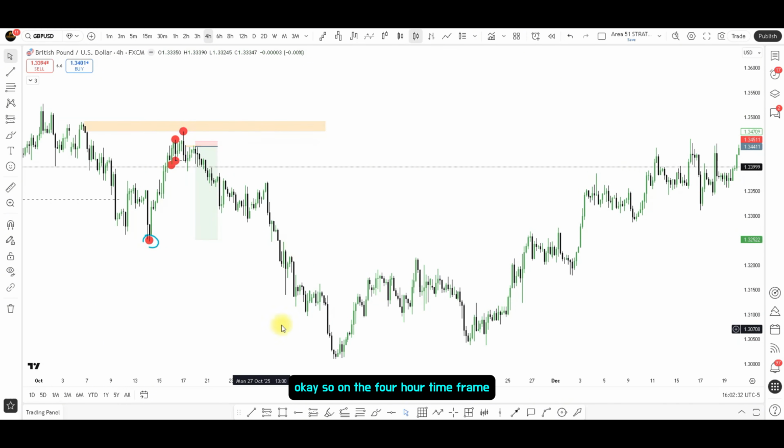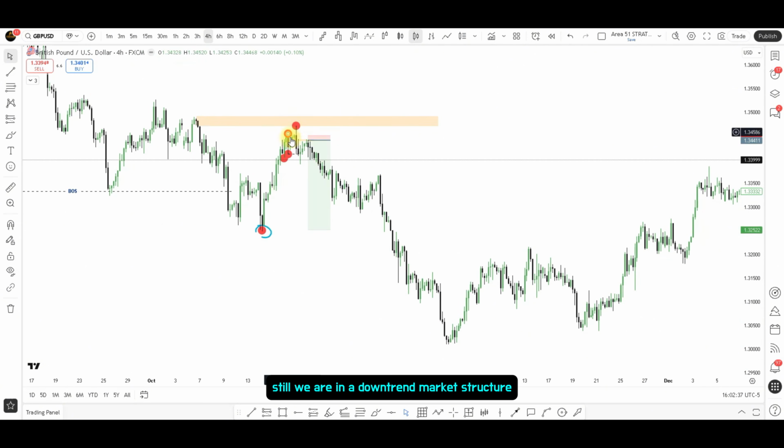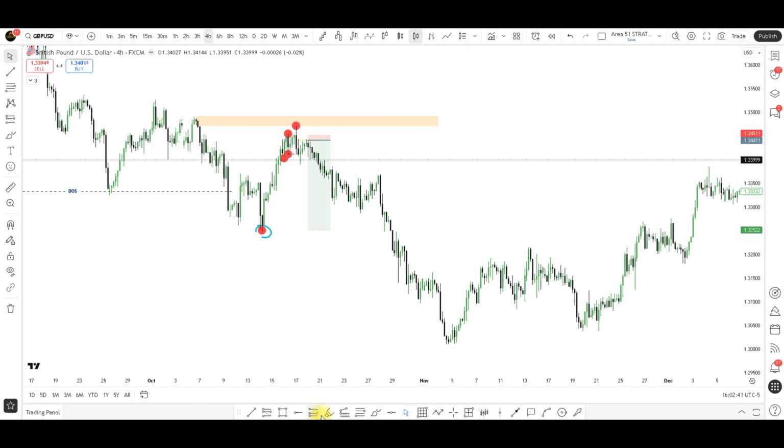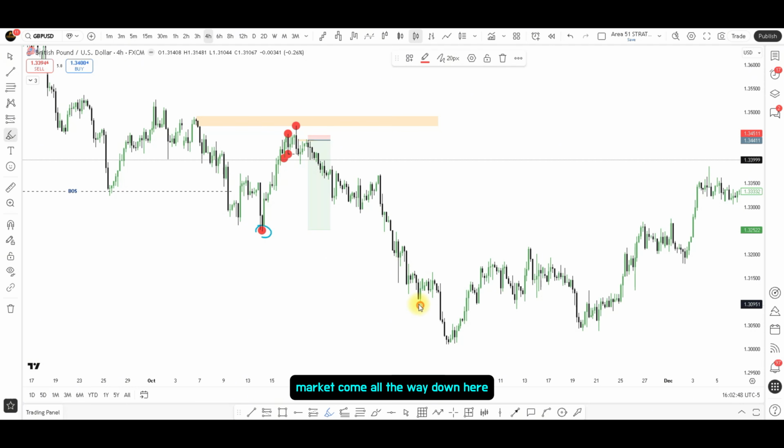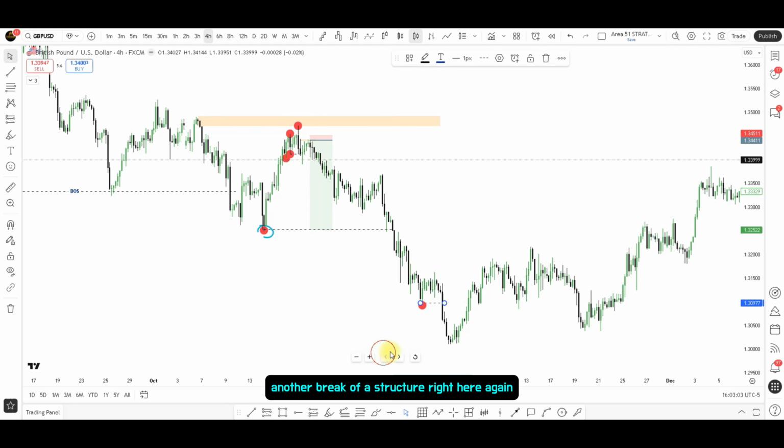Okay, so on the 4-hour time frame, we are still in a downtrend market structure. Now we're trading from here to here. Market coming all the way down here, creating a lower high, high low, low high leading to a lower low. We're going to go ahead and mark our break of structure here again, and another break of structure right here again.